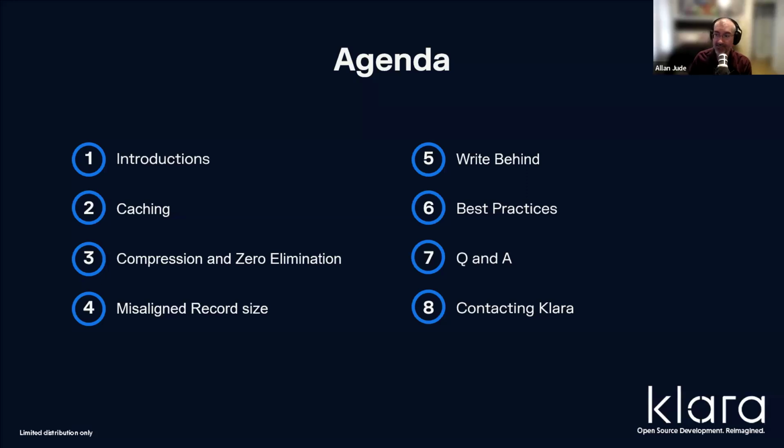So in today's session, after the introduction we just completed, we're going to get straight into the things that impact your benchmarks and why. So we'll talk a bit about caching and how that can give you misleading results in your benchmarks, how compression and zero elimination can really gum up the works, and then the biggest mistake we see is misaligned record size. And we'll show what that looks like and how to tell when that's happening so that you can deal with it.